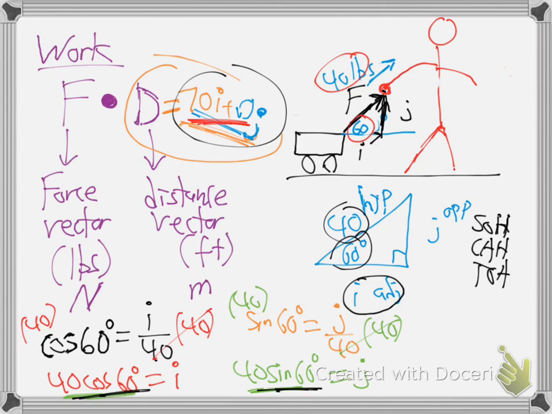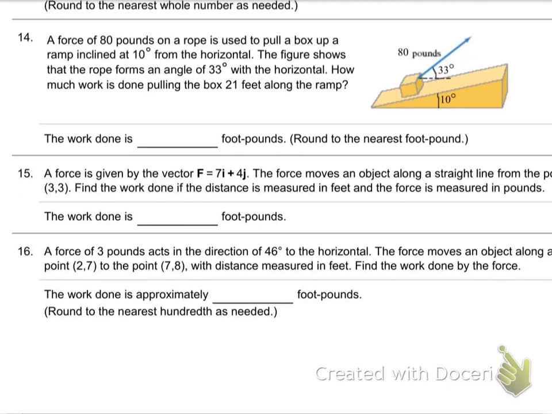All right. We good? Let's try. A force of 80 pounds on a rope is used to pull a box up a ramp inclined at 10 degrees from the horizontal. The figure shows that the rope forms an angle of 33 degrees with the horizontal. How much work is done pulling the box 21 feet along the ramp?